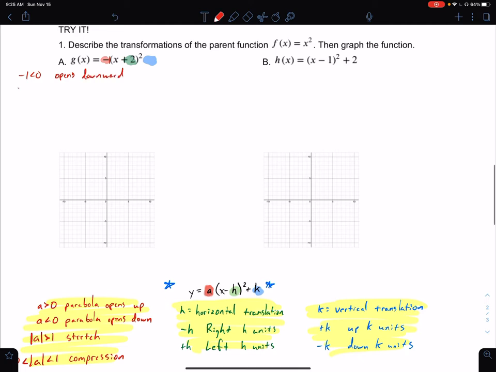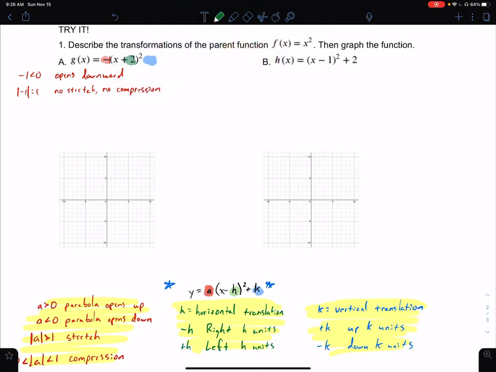The absolute value of negative 1 is 1. That tells me there's no stretch, no compression. So a stretch would be greater than 1, and a compression would be between 0 and 1. If it's equal to 1, there's no stretch, no compression. Now you don't need to state that. I just want to write that in there so we can reference that, or be aware of that.